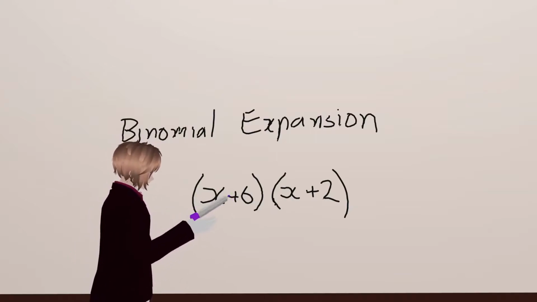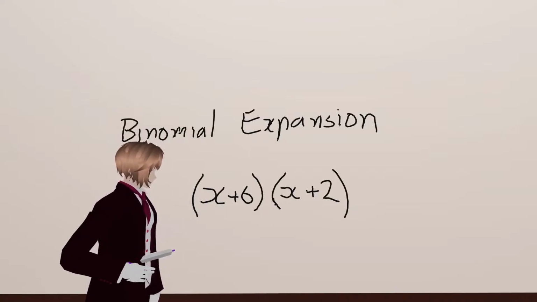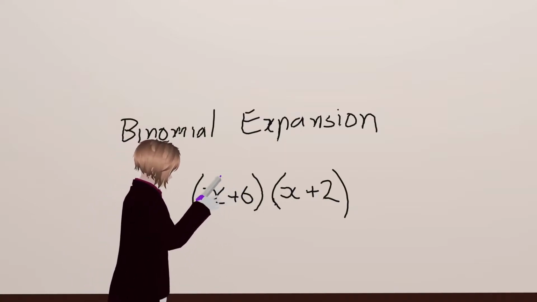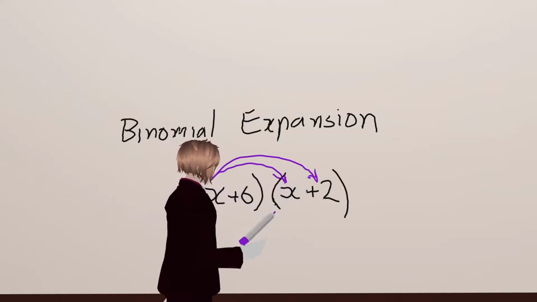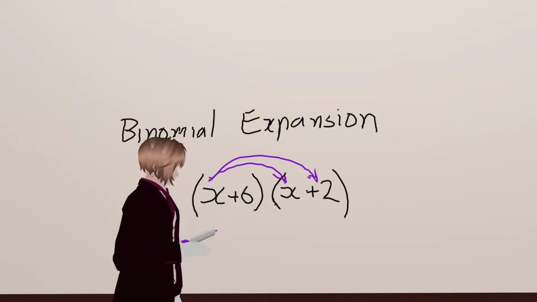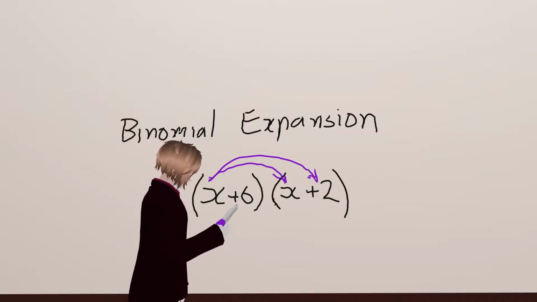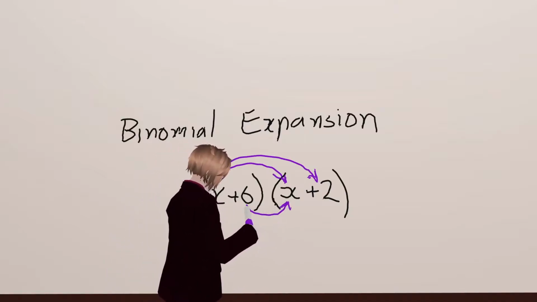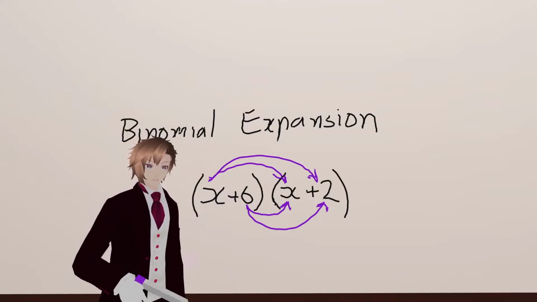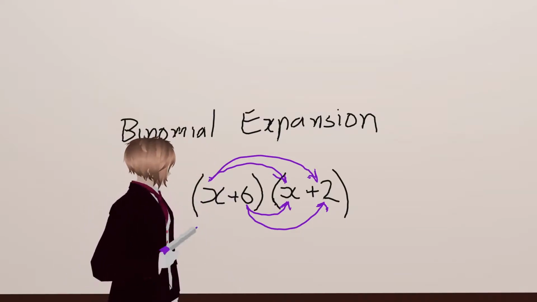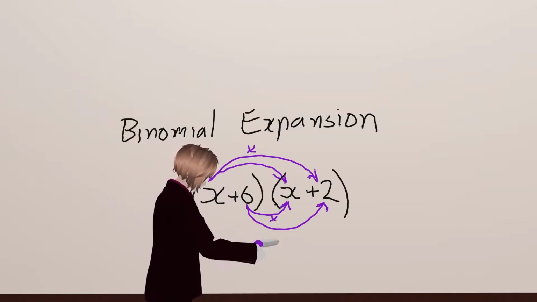We have an x and we have a 6. We have an x and we have a 2. Let's share this x between the x and the 2. But we also have a 6. And we've got to give the 6 to both the x and the 2 as well. And just like before with the distributive law, we're just going to times each one of these arrows.